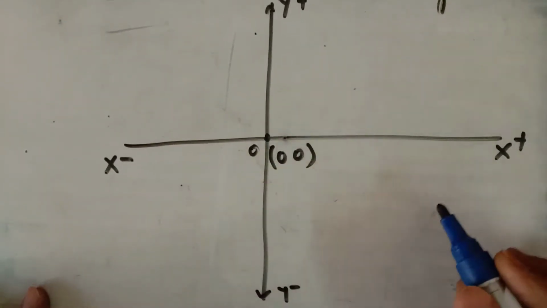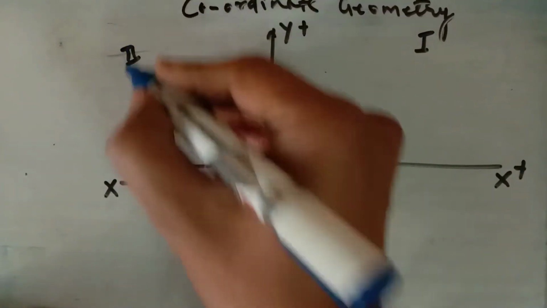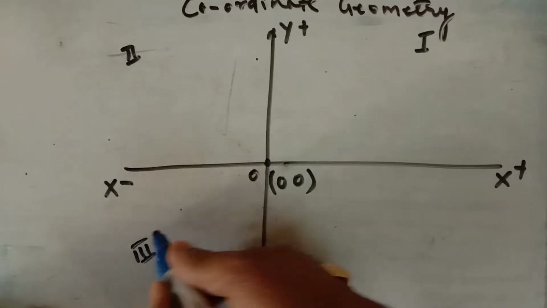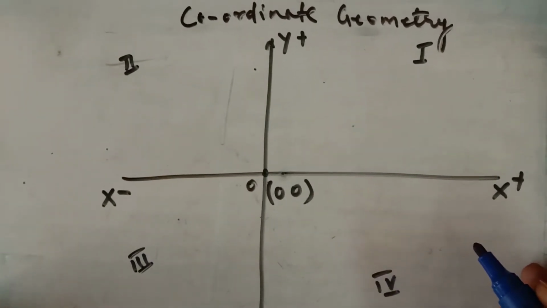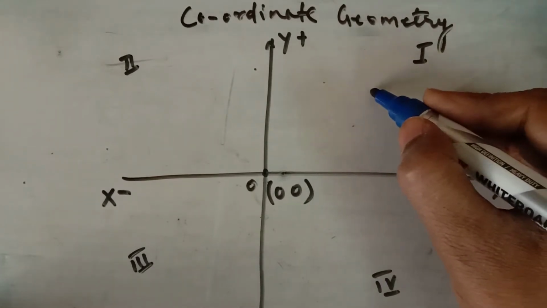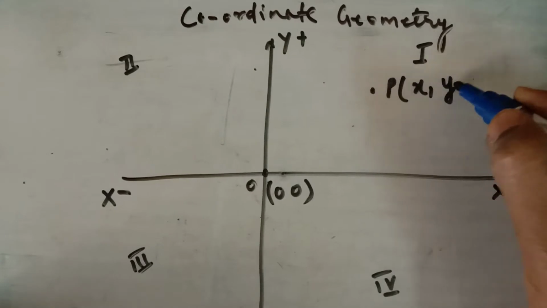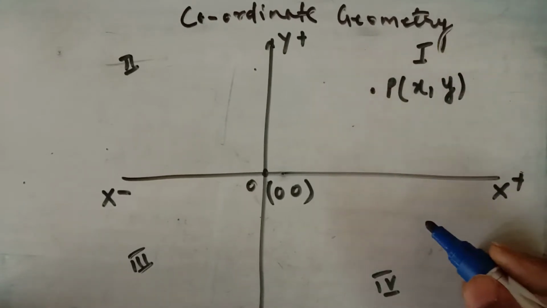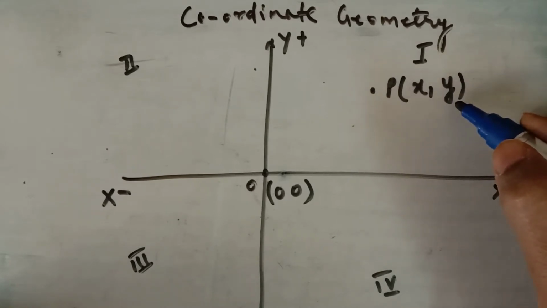This is the origin. This is the first quadrant. This is the second quadrant, you have learned. This is the third quadrant, and this is the fourth quadrant. Now, any point in the rectangular system is denoted by a point P whose coordinates we take as the x coordinate and the y coordinate, and these are also known as the abscissa and the ordinate.